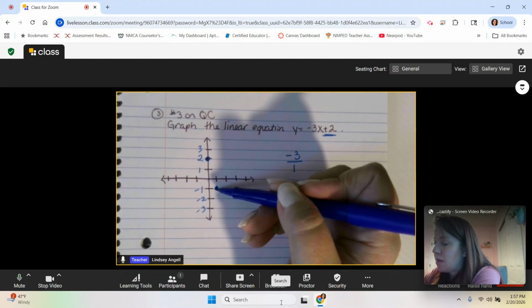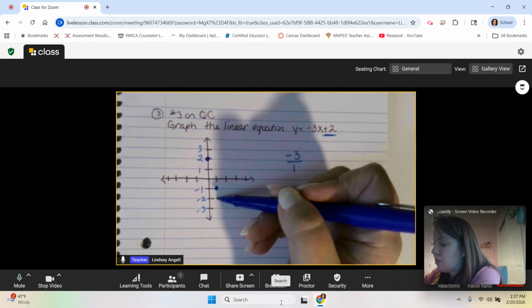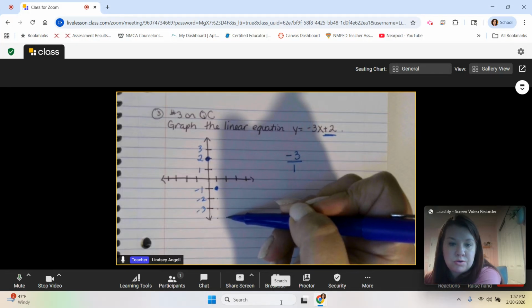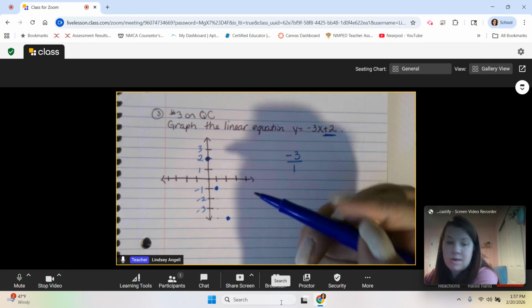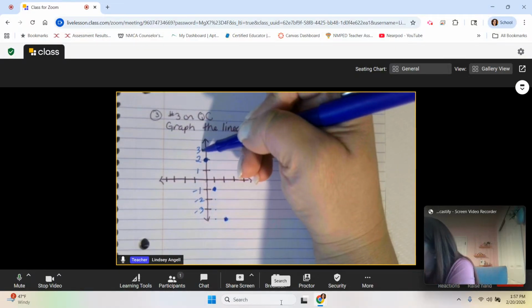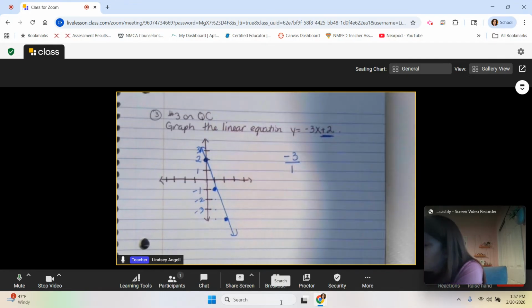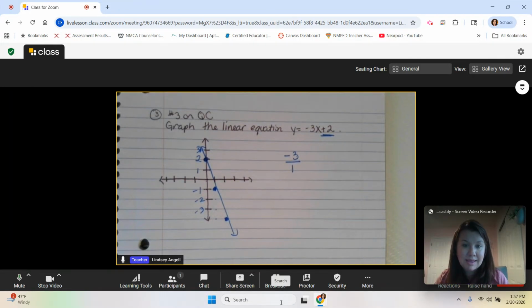Now I can plot one more point, which is always good measure. Down 1, 2, 3, and to the right 1 right there. If you want to use a ruler, you can. I don't have one on me, so mine's not perfect, but it would look something like that. If I remember correctly, on yours, you're going to look for the one that looks like that. They're going to give you different graphs that you can choose from.